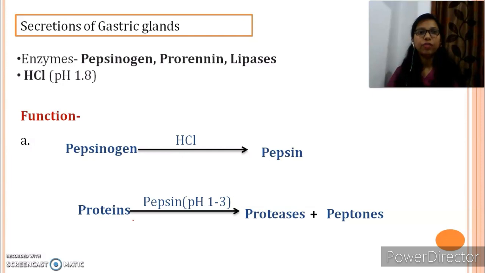So the secretion of gastric glands are HCl, of course, which is hydrochloric acid, and pH is 1.8, and the enzymes, there are different enzymes which are secreted in the gastric gland: pepsinogen, prorenin, and lipase. The main enzyme is pepsinogen. Okay, and this prorenin, it is found only in infant.